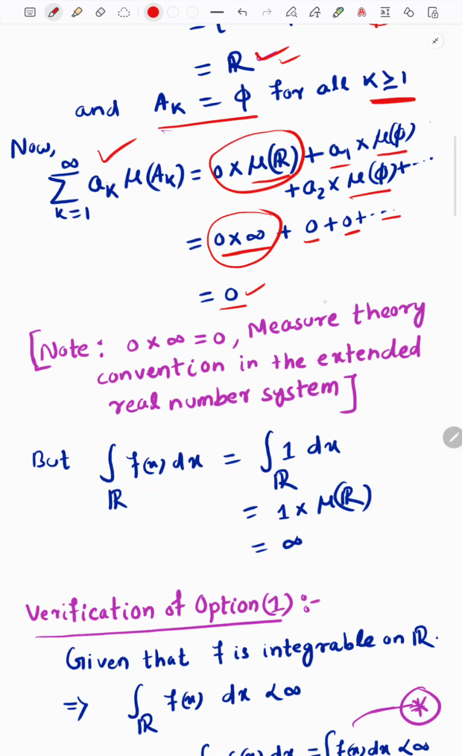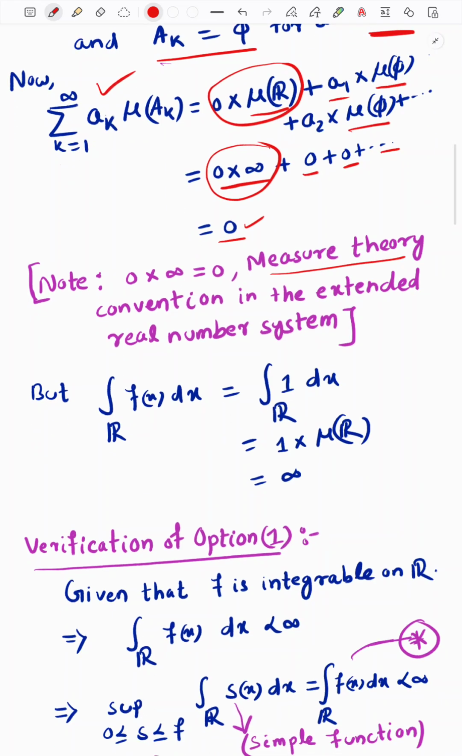You can note these things. This convention is taken in every measure theory book. If you want to know more about why this convention is taken, that 0 times infinity is equal to 0, I have attached a Stack Exchange link in the description box. You can check it. For the time being, believe me that 0 times infinity is equal to 0 in measure theory. But in the limiting sense it is not true. It is called the indeterminate form.